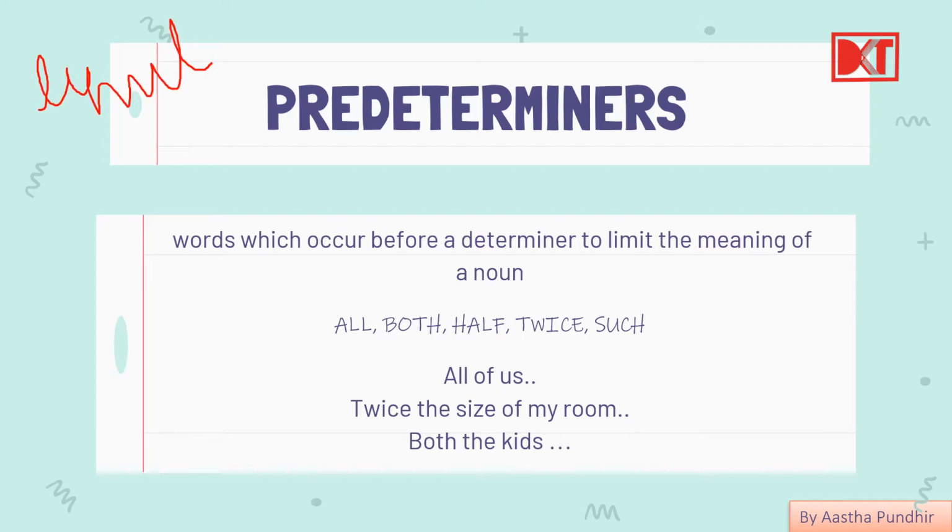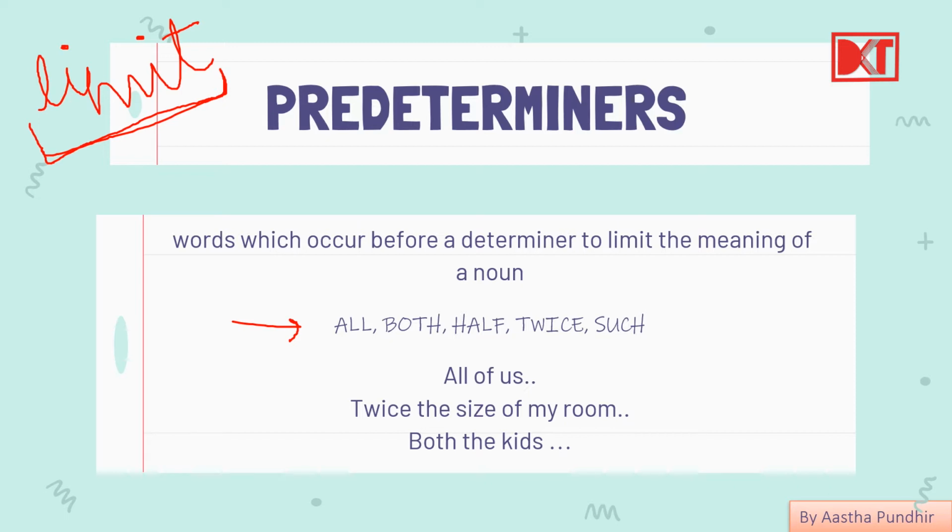So as I said, the determiners help to identify the meaning, add some meaning to the noun. Here these predeterminers, what they do is they limit the meaning. How do they limit it? Let's see. Here we have examples like all, both, half, twice, such. So like here if we say all of us, now all of us, what is the limitation? The limitation is we're including all the people.